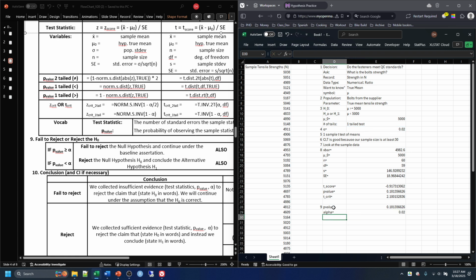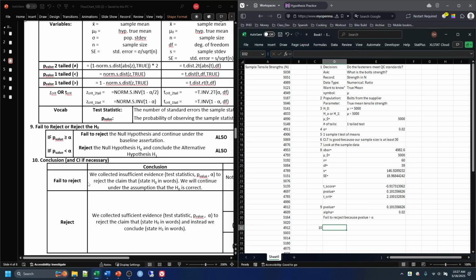And we see that our p-value is greater than our alpha. So we are going to fail to reject because the p-value is greater than our alpha term. Okay, so step 10. Let's see what we can do.